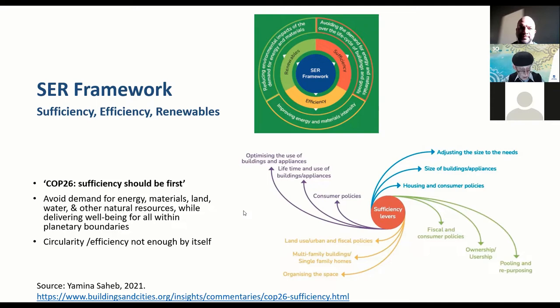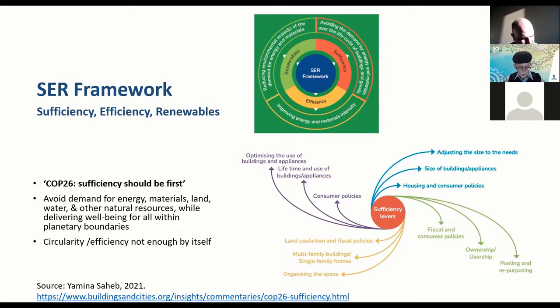And in doing so, there's been a lot of talk about circularity, the circular economy, but the circular economy relates to efficiency. It's not enough. We have to reduce absolute consumption, which is what sufficiency is about. So Yamina also points out that there is an upper and lower boundary for sufficiency. The upper limit is the remaining carbon budget with its normative target for distributional equity, and the lower limit is provision of decent living standards.